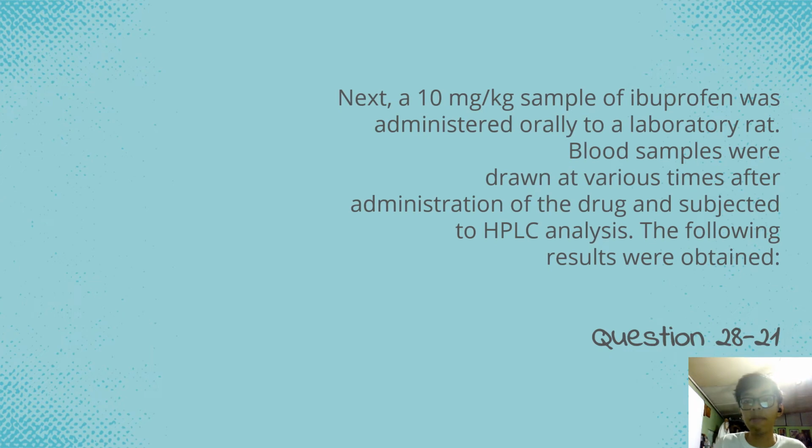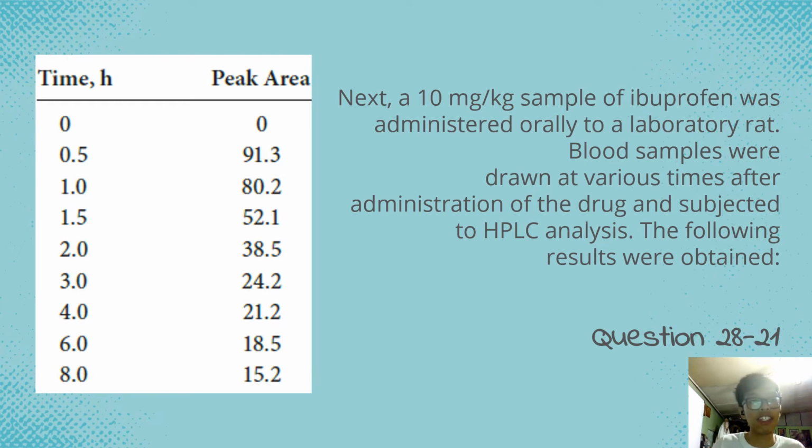Next, a 10 mg per kilogram sample of ibuprofen was administered orally to a laboratory rat. Blood samples are drawn at various times after administration of the drug and subjected to HPLC analysis. The following results were obtained. You have here your time in hours and the peak area.